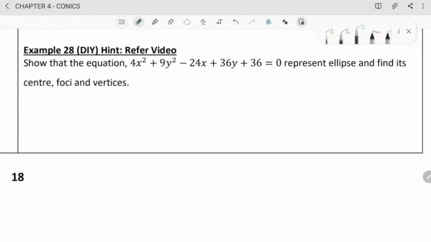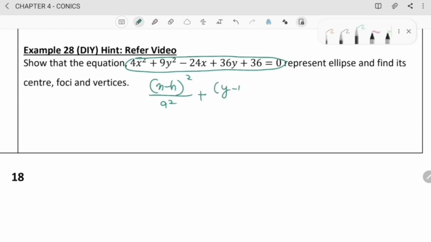Okay, this one is more or less like the example 27, so you need to have this equation into the standard one. Just follow step by step for that, and you're gonna have it. Okay, and compare with your friends the answer. Okay, if I get the answer, you already got the answer directly for the center, foci.